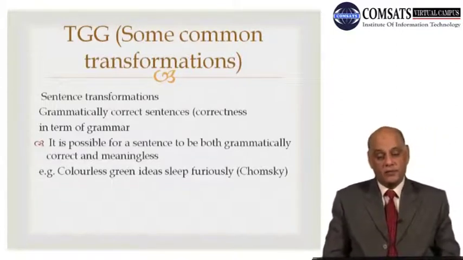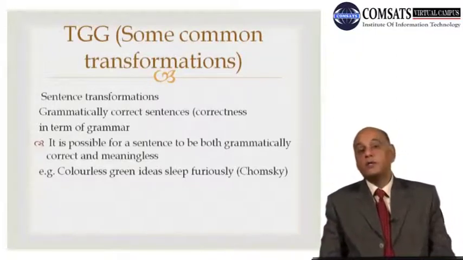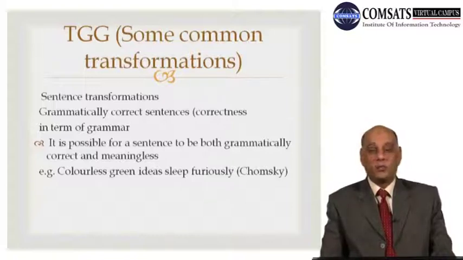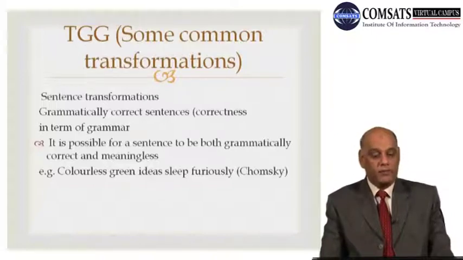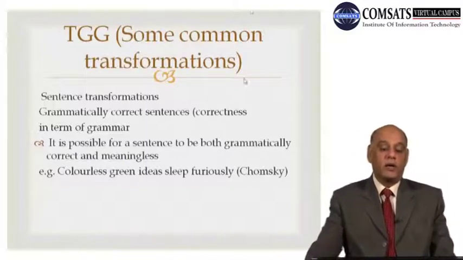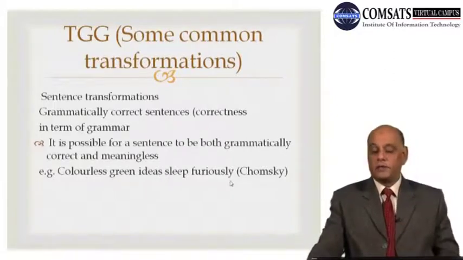Grammatically correct sentences, correctness in terms of grammar. It's not necessary that a sentence has to be grammatically correct only. It has to be semantically correct as well. It has to have a proper, sensible meaning as well. Now see the example. It is possible for a sentence to be both grammatically correct and meaningless. Now look at this: Colorless green ideas sleep furiously.